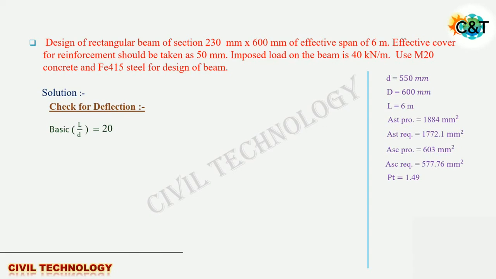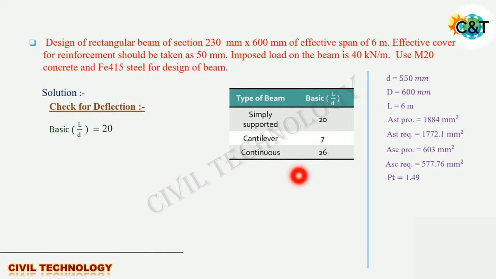First is the basic L by D ratio. If you saw the last video, you can understand how this basic L by D ratio comes. Still, I can give a hint here. This is a table for different types of beam. We refer to the different basic L by D values. For a simply supported beam we can take 20 as our basic L by D ratio.